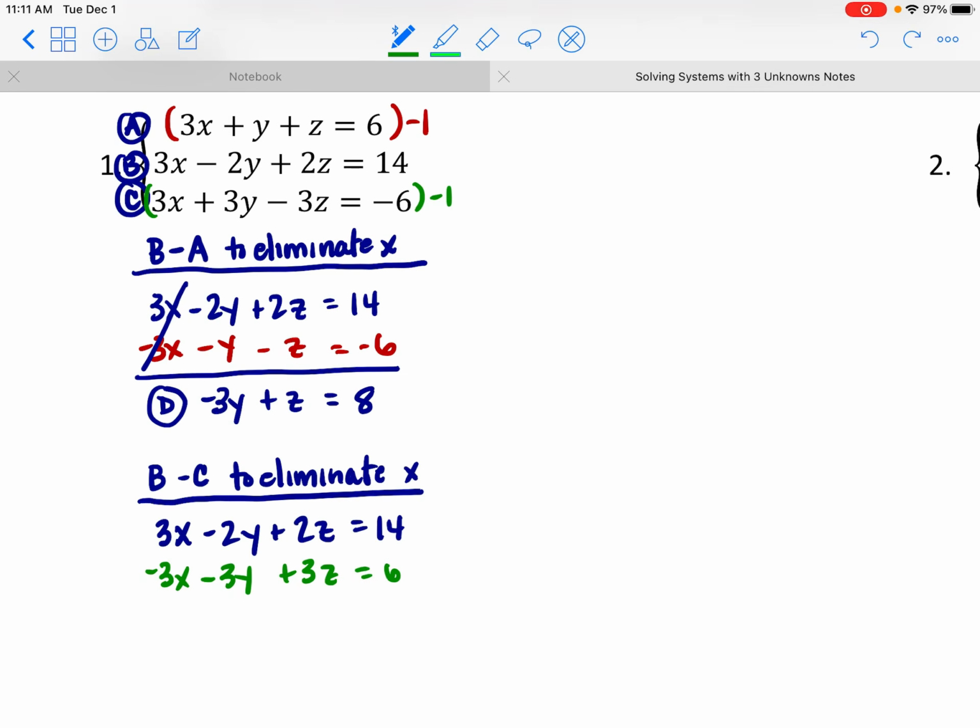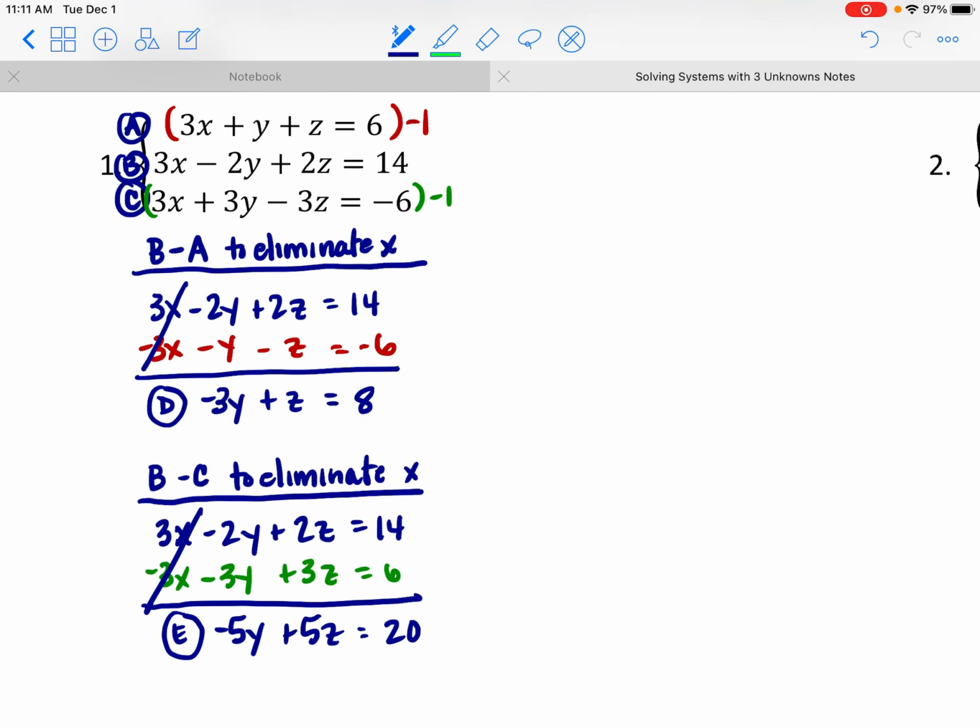Okay, so now when I put these two equations together, what happens is x goes away. That's what I wanted. Negative 2y and negative 3y gives me negative 5y. 2z and 3z gives me 5z. And then 14 and 6 leaves me with 20. And I'm going to call this new equation that results here equation E.